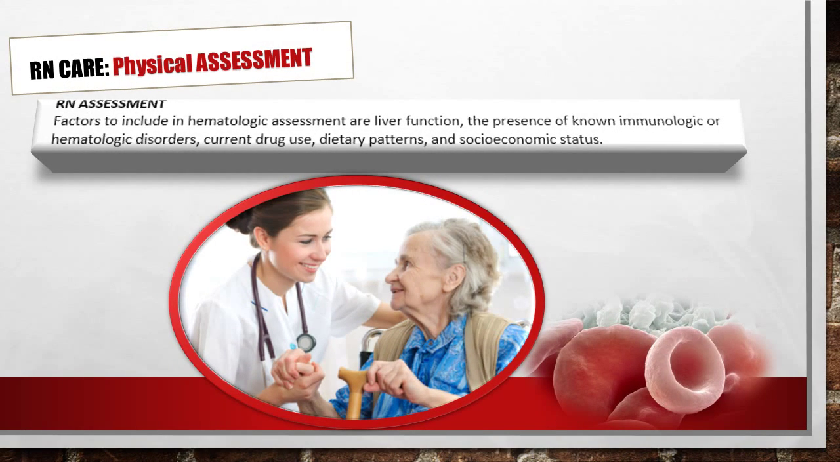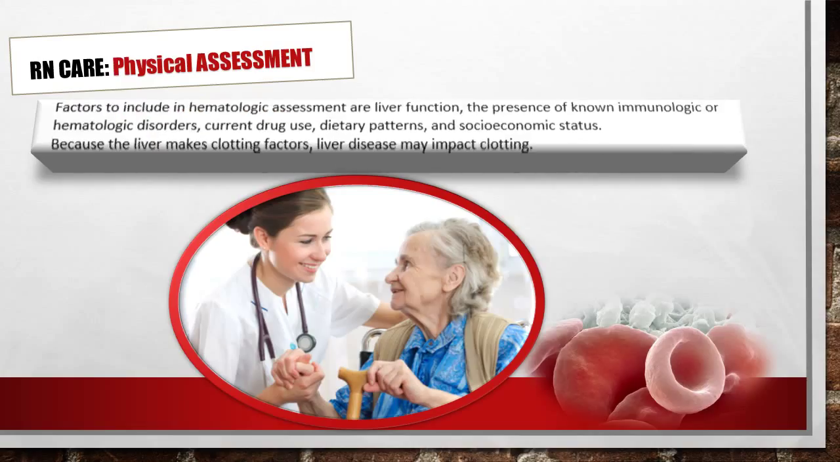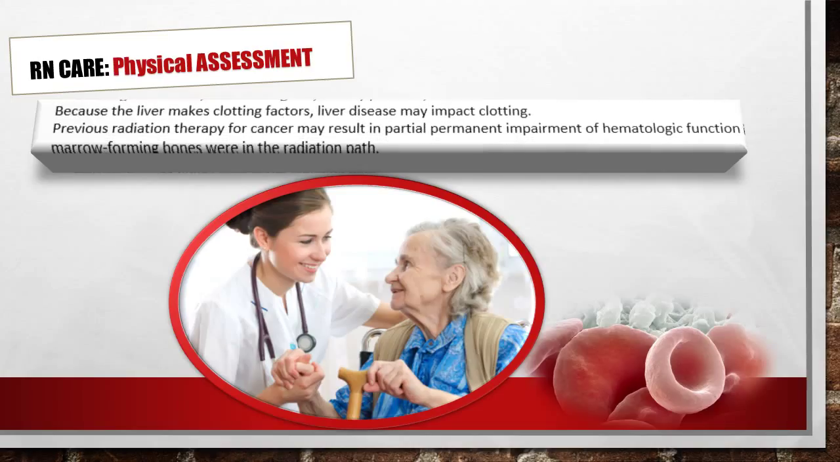As an RN, factors to include in a hematologic assessment of the patient: you need to look at the liver function. You need to look at the presence of known immunological or hematological disorders, so you want to note those. You want to look at their current drug use and how it impacts the hematological system. You want to look at their dietary patterns and their socioeconomic status. Because the liver makes clotting factors, liver disease may impact clotting. It's important for you to remember that.